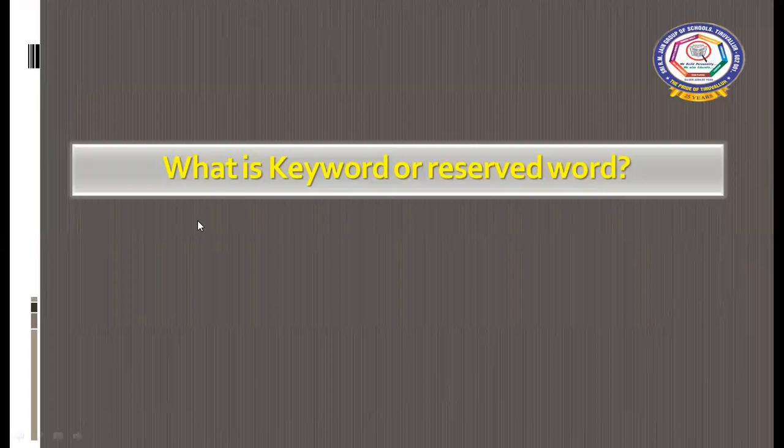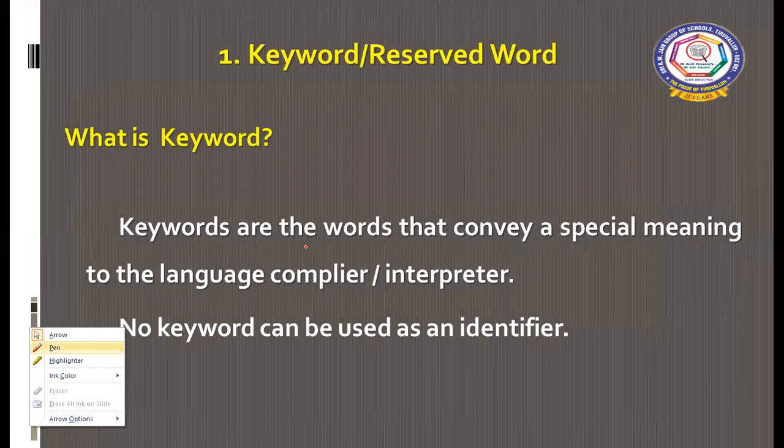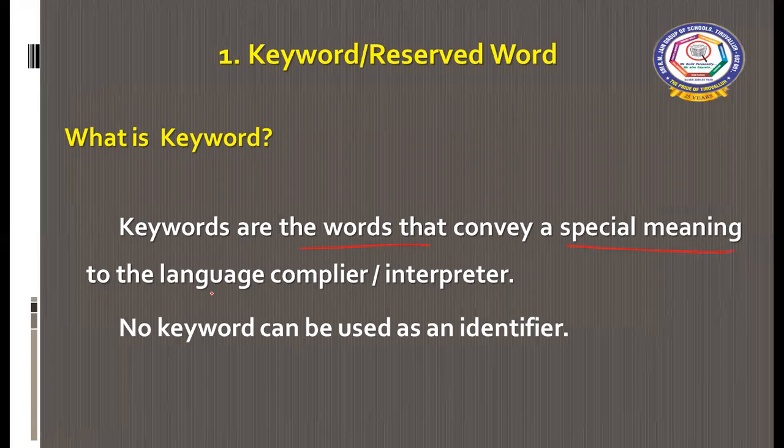Next comes keywords, or reserved words. Keywords are the words that convey a special meaning to the language, that is, to your compiler or interpreter. It may be any language. Keywords are words that contain a special meaning. No keyword can be used as an identifier. So a keyword cannot be used to give a name to an identifier. It has some special meaning.